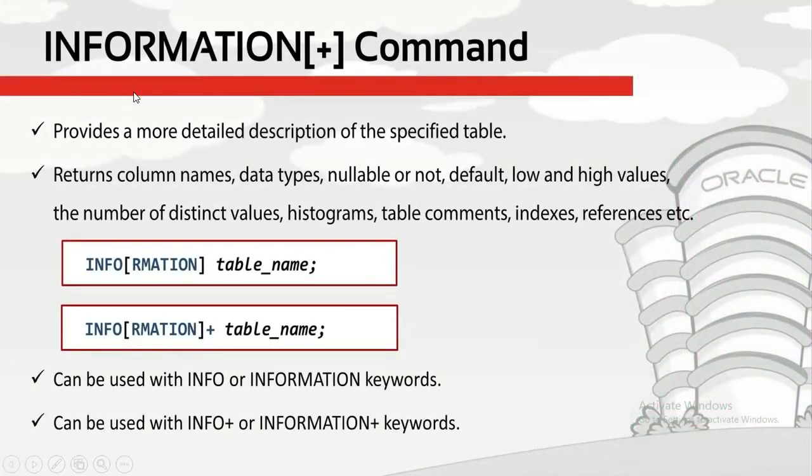So here, the information command provides a more detailed description of the specified table. If you want more in-depth details, then you can use information table name semicolon. If you hit enter, that will provide you more information about the table. Can be used with info or information keywords.